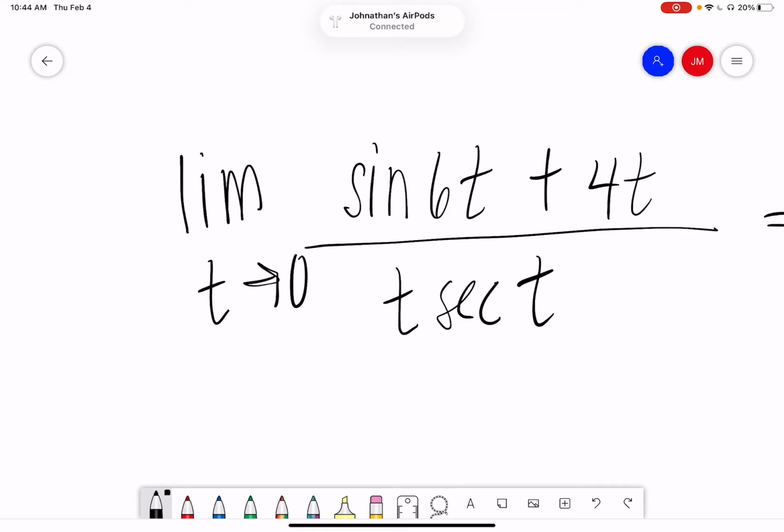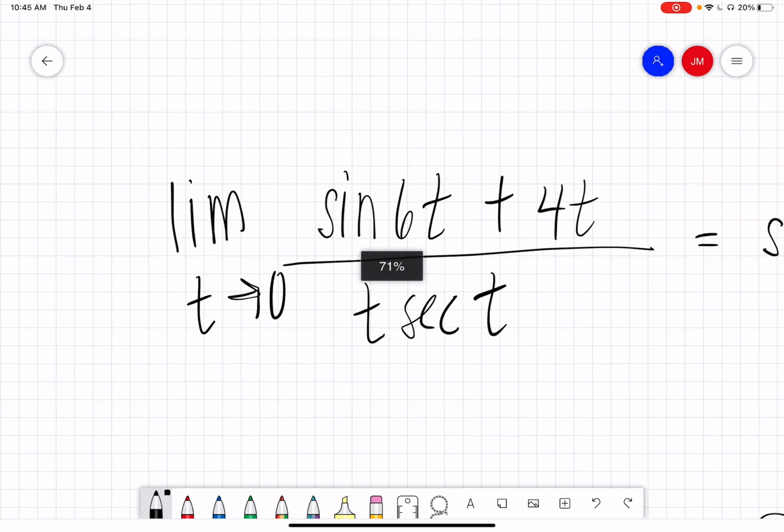So right here we're looking at the limit of (6t plus 4t divided by t secant of t) as t approaches 0. And the very first thing that I like to do, even though there are trig functions within this limit, is just to try substitution.